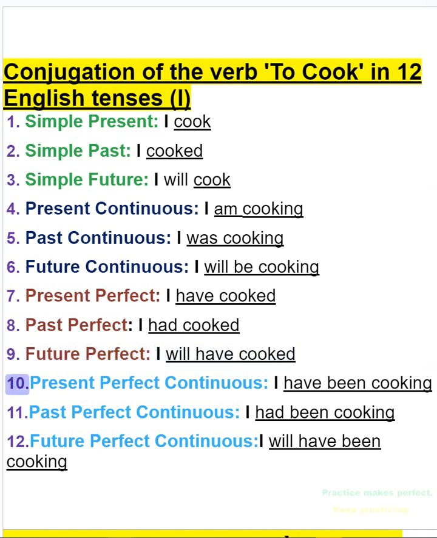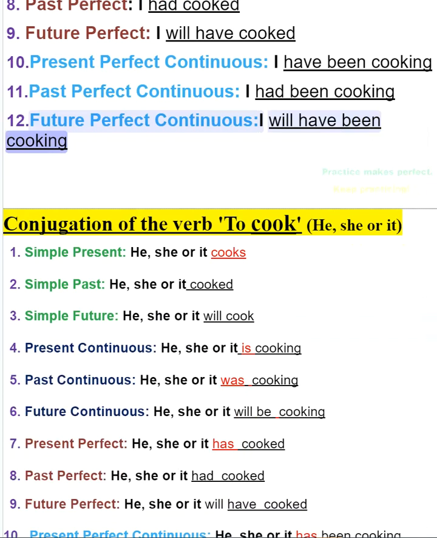10. Present perfect continuous, I have been cooking. 11. Past perfect continuous, I had been cooking. 12. Future perfect continuous, I will have been cooking.